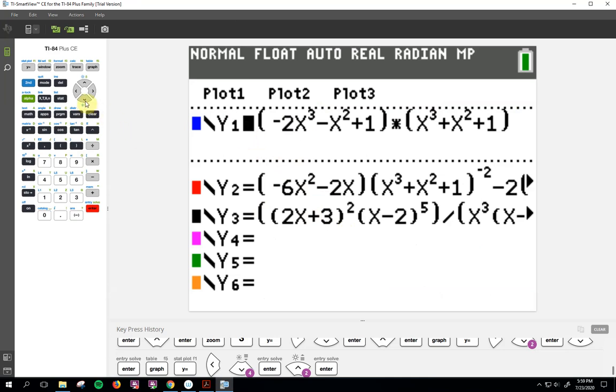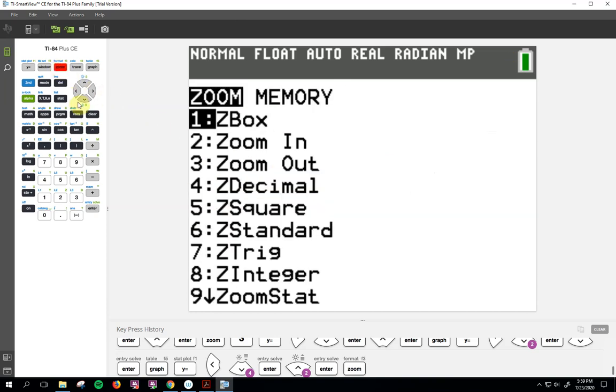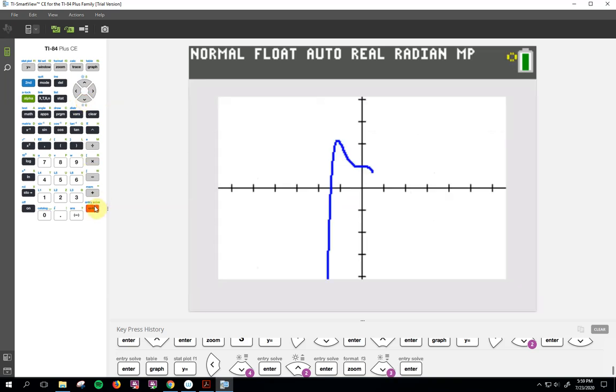Now, if you go up and down, you can make sure the parentheses are filled in like this, then it's going to show the graph of this. These other two that I have typed in are not going to be shown because it's just going to be a mess trying to graph three things at the same time. This is the first derivative in y1, and y2 is the second derivative. I'm going to go to zoom decimal, and we have the graph.